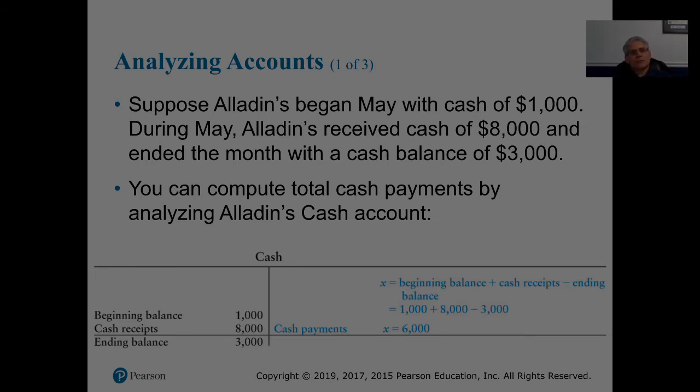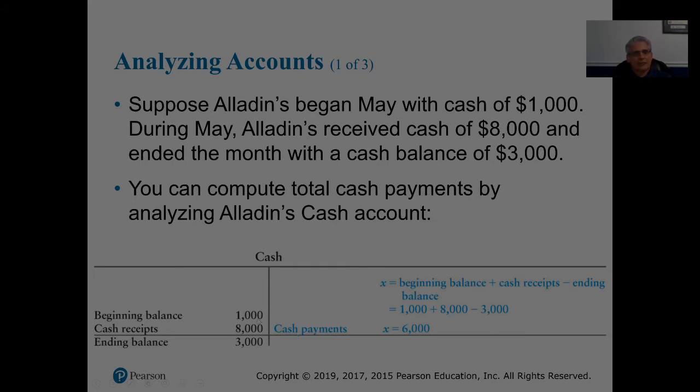Well, the same thing holds true for analyzing accounts. So let's suppose Aladdin's began May with a cash of $1,000, and during May, Aladdin's received cash of $8,000 and ended the month with a cash balance of $3,000. So the question is, can we figure out how much Aladdin paid? And the answer is, yeah, we've got everything but that, but we can back into that dollar amount. We can use what we have and then understand how it works so that we can use deductive reasoning to see exactly how much money went out.